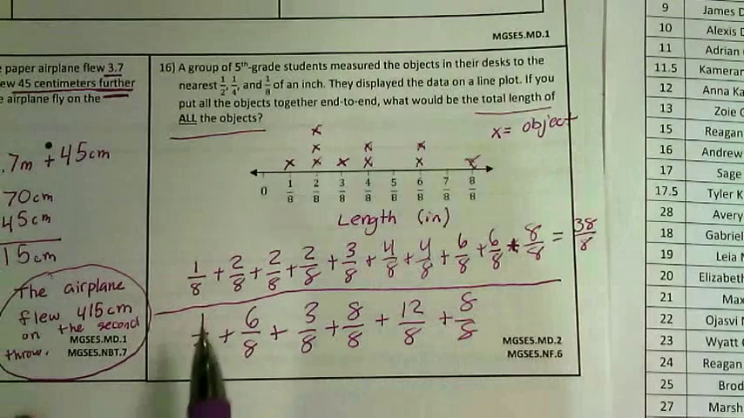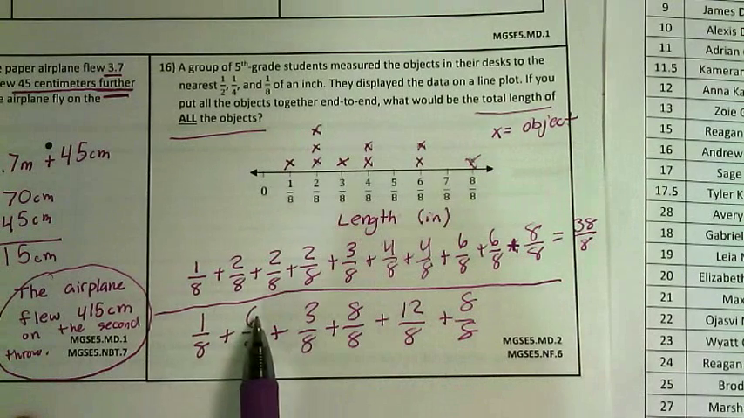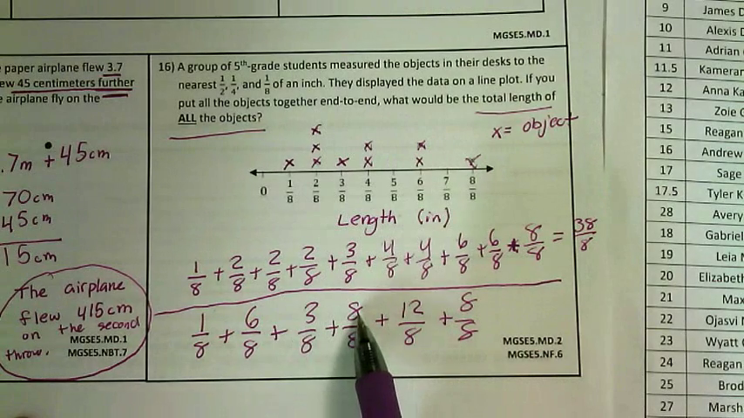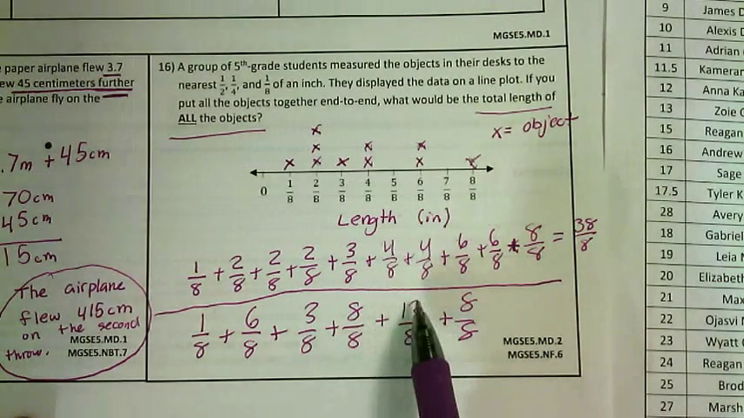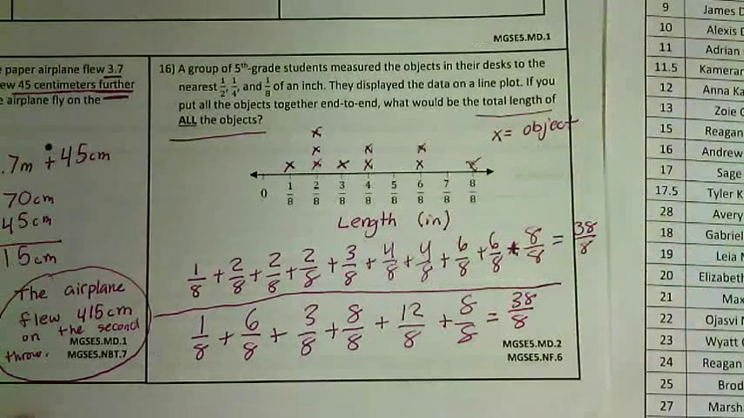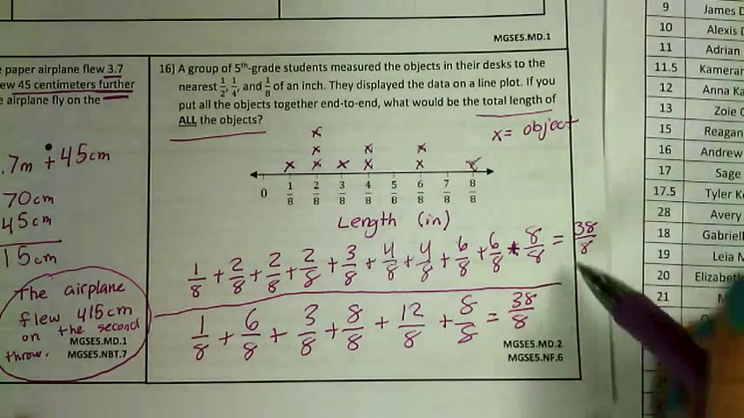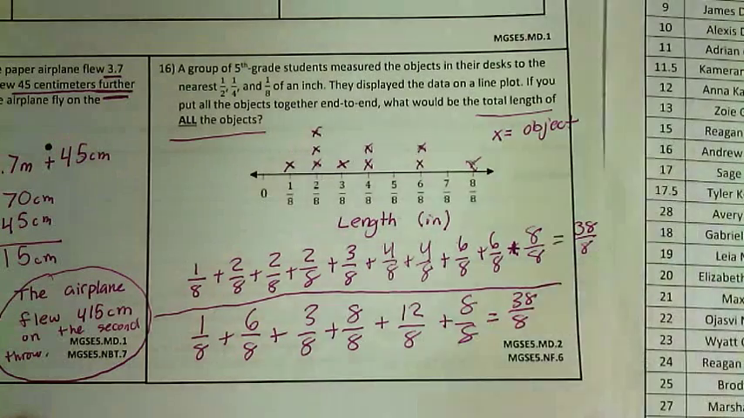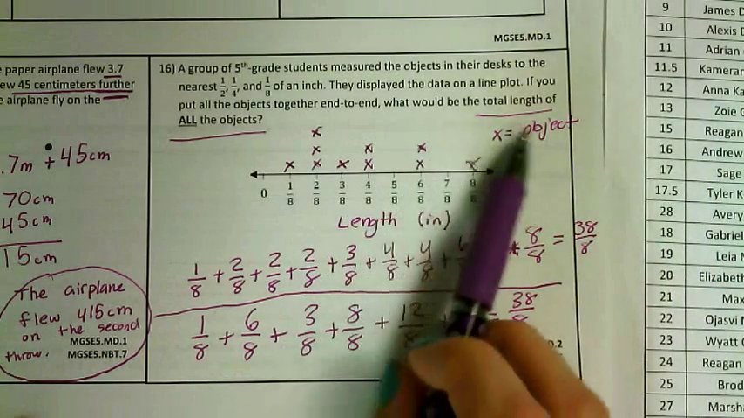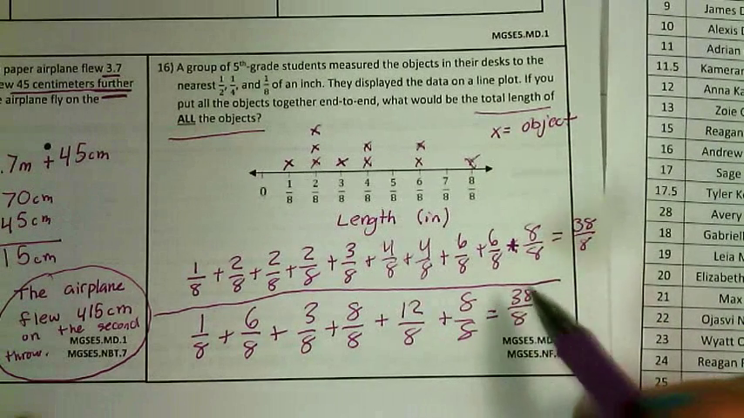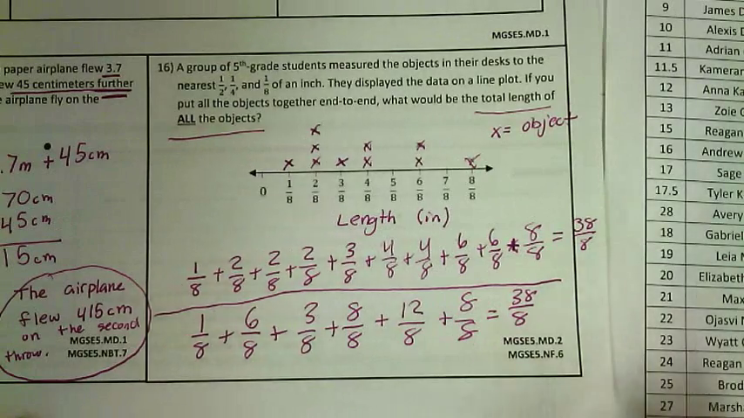Let's go down here and add these up. 1 plus 6 is 7, plus 3 is 10, plus 8 is 18. 18 plus 12 is going to give me 30, plus 8 is also going to give me 38/8. Same answer. 2 different ways I got it, same answer. Okay? So, it's asking me what would be the total length of all objects. It's 38/8, but that's not a nice, even, easy number for Miss Ross to read, so I'm going to help her out a little bit.